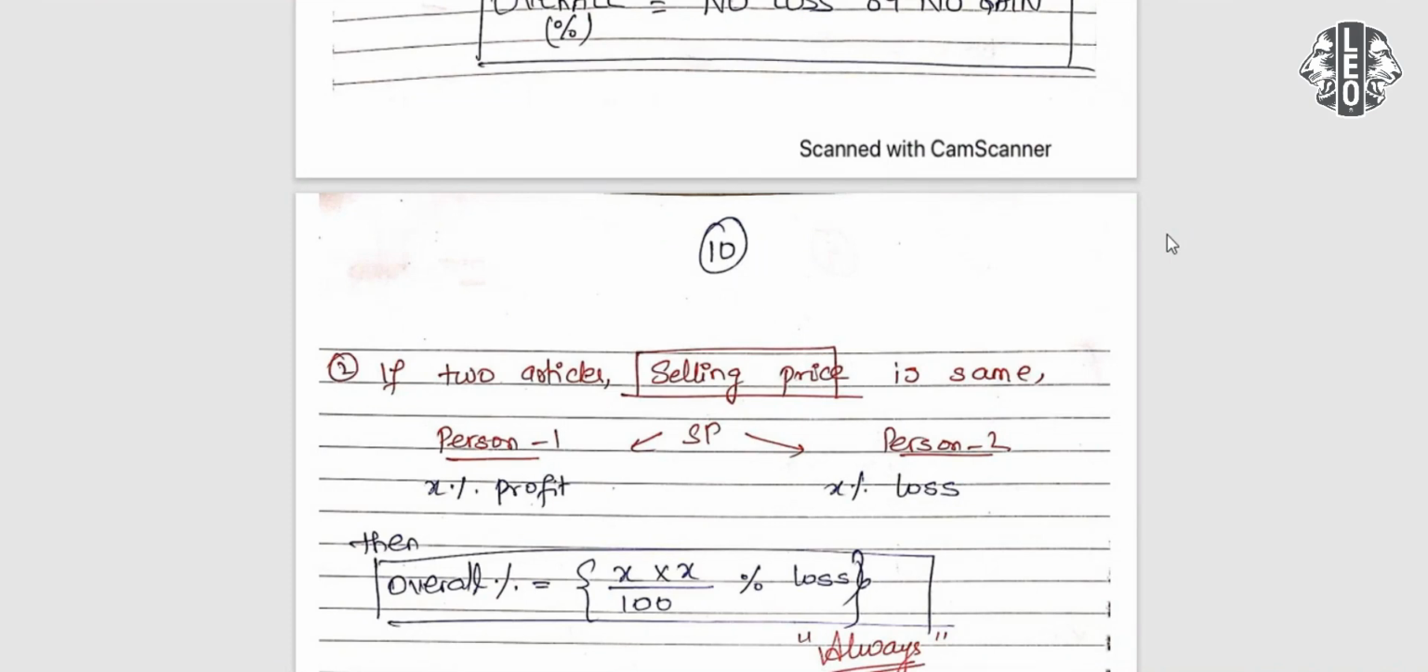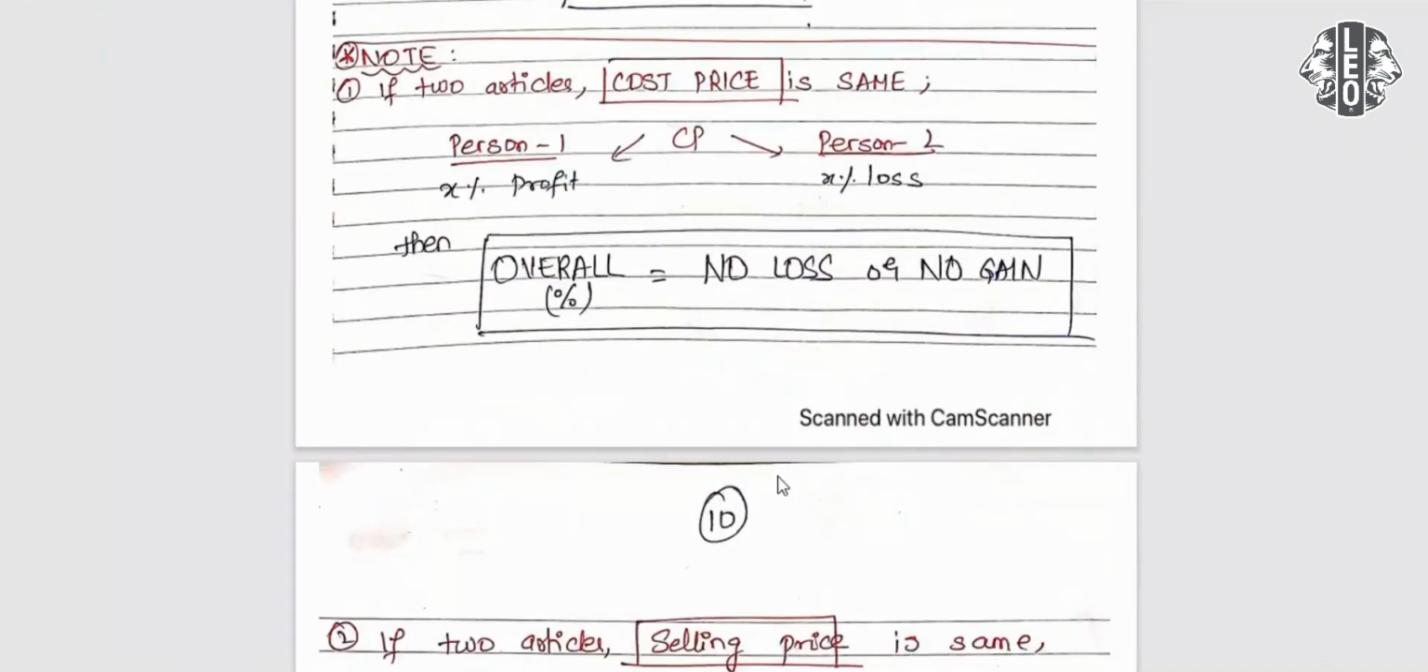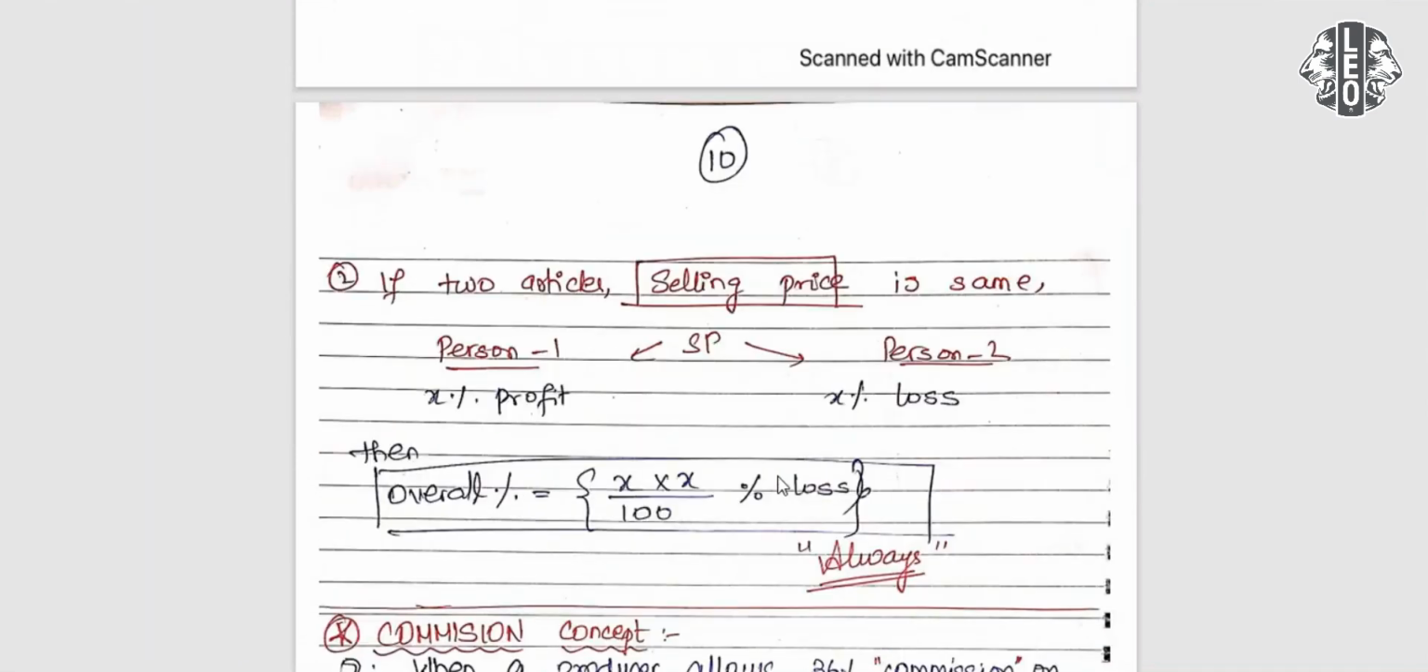So X% profit, X% loss, selling price is same. If selling price is same, the overall profit or loss percentage is X into X by 100%. Always it is a loss. It is never going to be a profit. Always it is a loss. You should be noting that. So if the cost price is same, X% profit, X% loss, then overall is going to be 0. No loss, no gain. But if selling price is same, X% profit, X% loss, then always there is a loss of X into X by 100%.